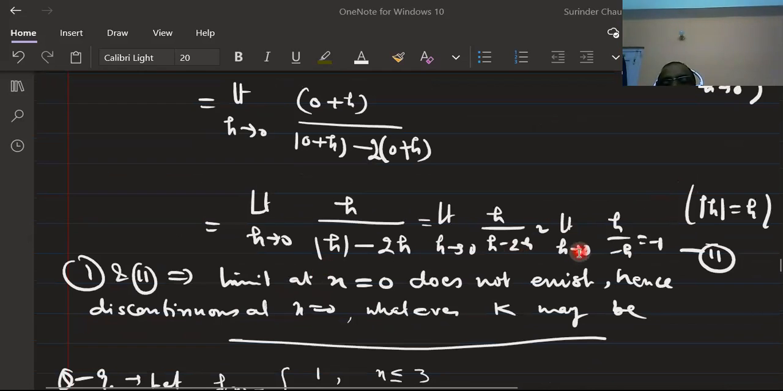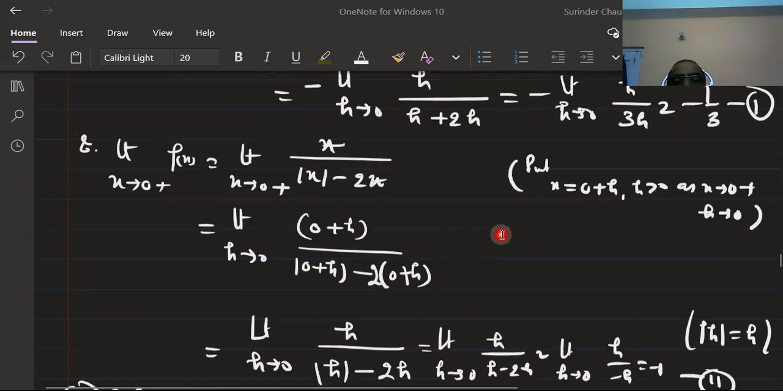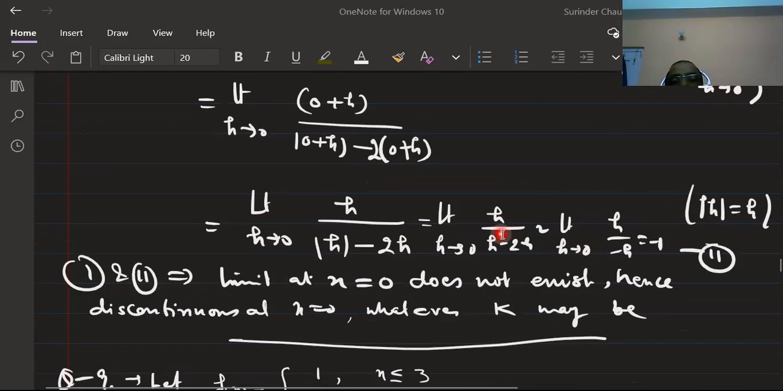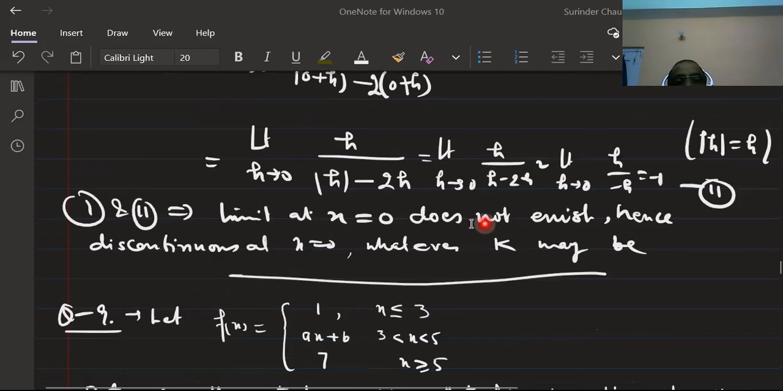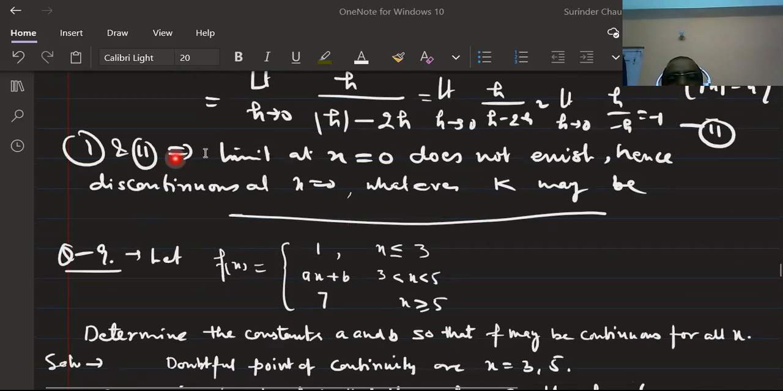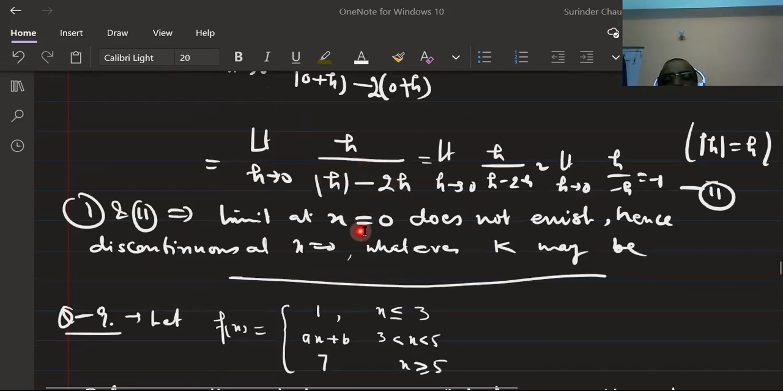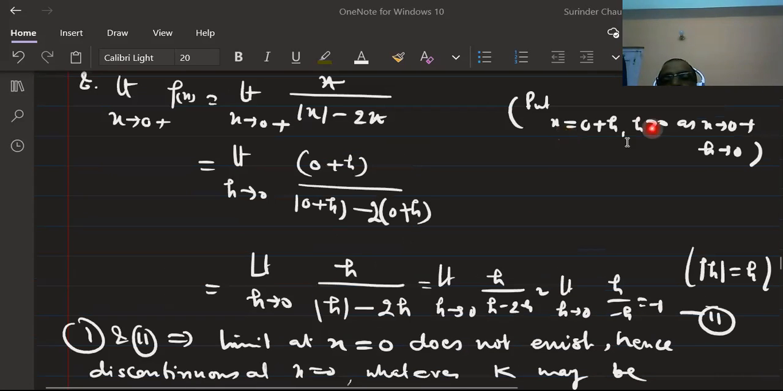So the function is discontinuous at x equal to 0, and this is a discontinuity of the first kind. The left limit is 1 by 3 and the right limit is 1. So whatever the value of k may be, the left limit and right limit are not equal, so the function cannot be continuous at x equal to 0.